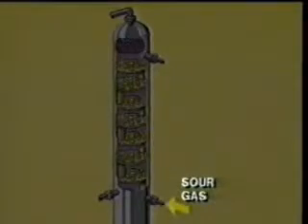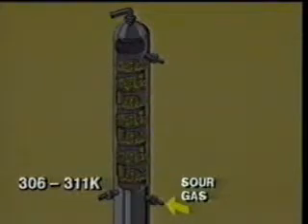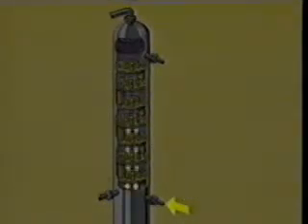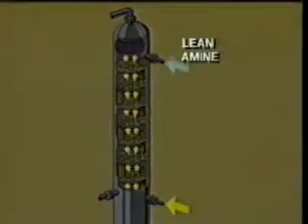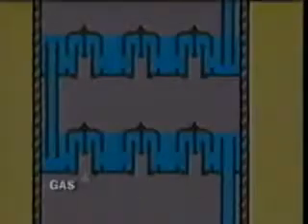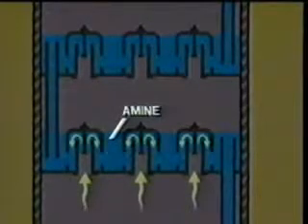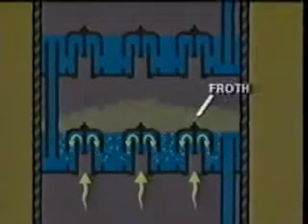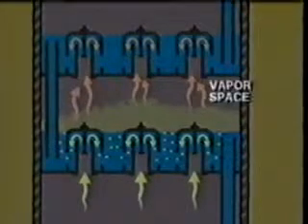Sour gas enters the bottom of the contactor, preferably at a temperature between 90 and 100 degrees Fahrenheit. While the sour gas rises through the bubble caps on each tray, lean amine enters from the top of the column and flows downward. In order to prevent hydrocarbon condensation, the temperature of the lean amine should be kept 10 degrees warmer than the sour gas temperature. As the gas rises through the amine, it disperses in the form of bubbles and forms a froth. Natural gas then disengages from the froth, flows through the vapor space, and up through the liquid on the next tray.